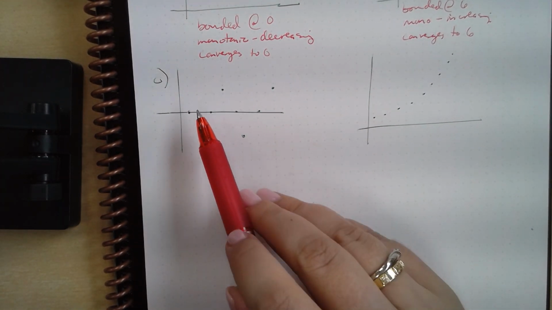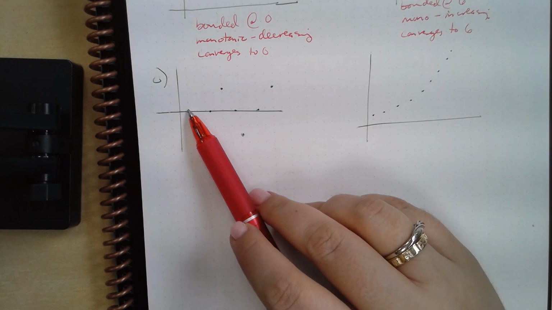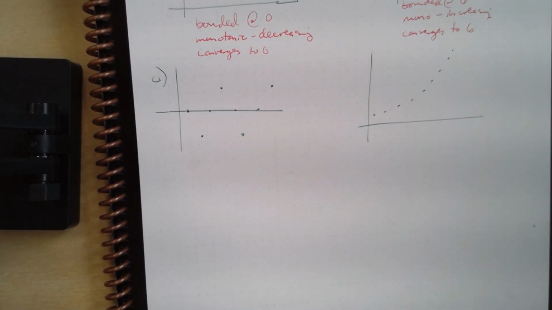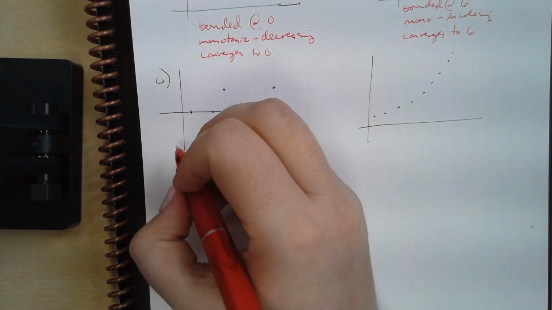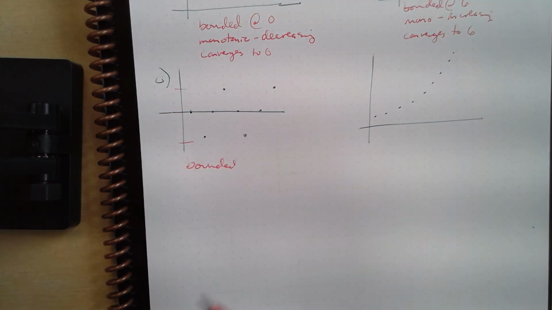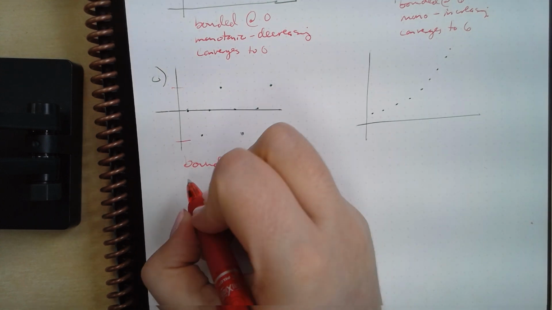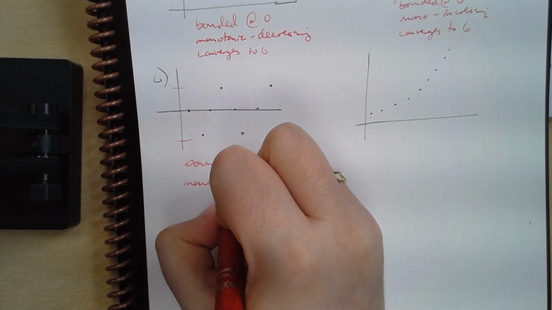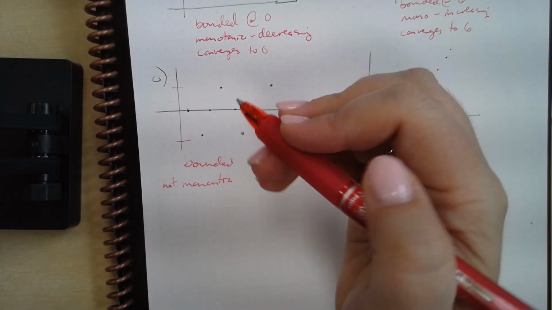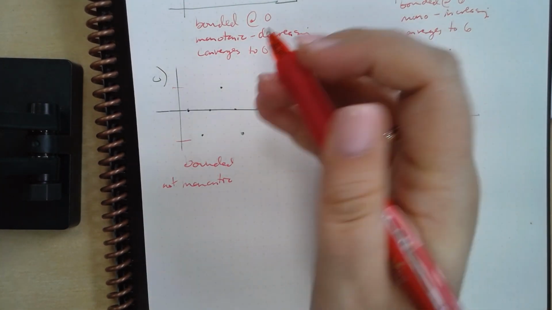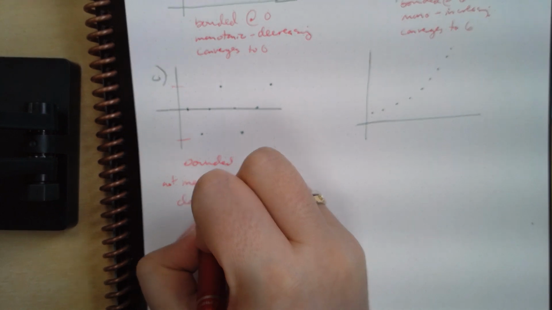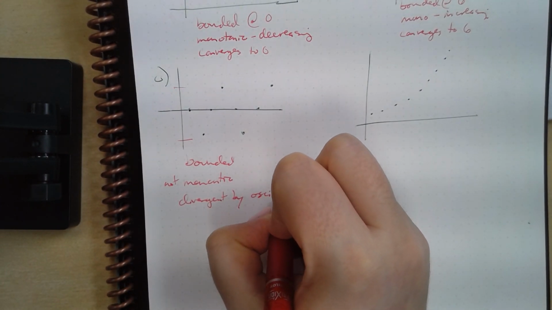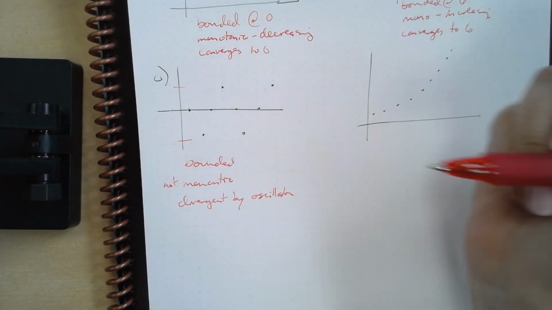Well, here, it looks like our function is going up and down, up and down. Is it bounded? Yep, actually it is. It's bounded here and here, right? I don't know what those values are, but it is bounded. Is it monotonic, though? No, it's not monotonic because it's increasing and decreasing. Therefore, it's divergent. And this is divergent by oscillation, right? This is oscillation in action.